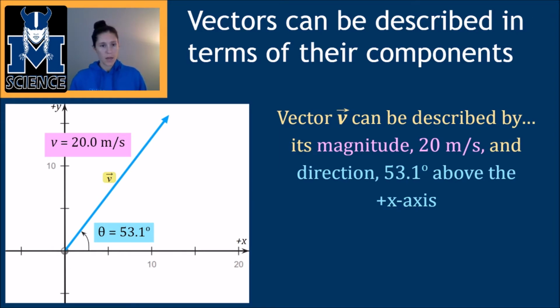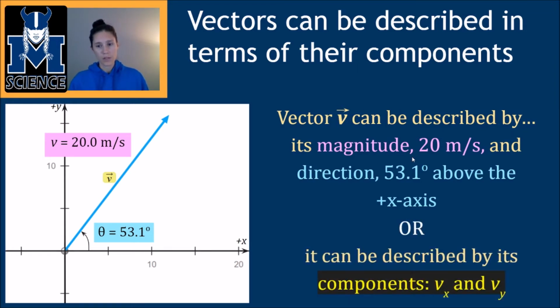We can say that velocity vector is pointed in a direction of 53.1 degrees above the x-axis, above the positive x-axis. So that's one way to describe this vector. But there's actually another way, and this other way is probably what we're going to be using a little bit more in physics class. It can be described by its components.